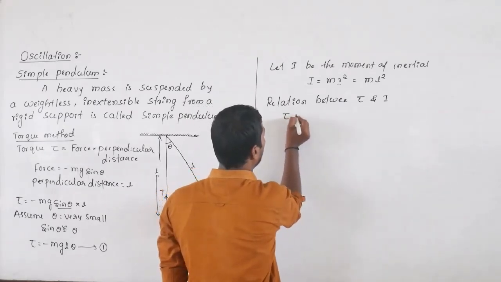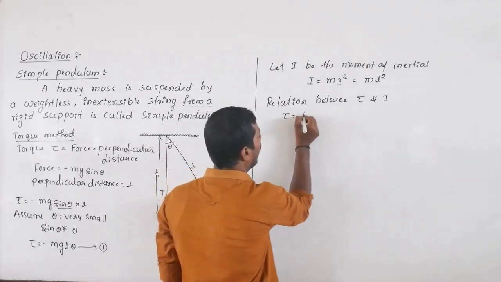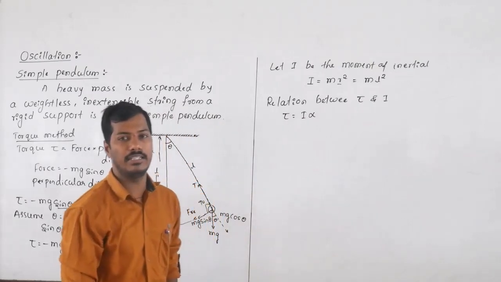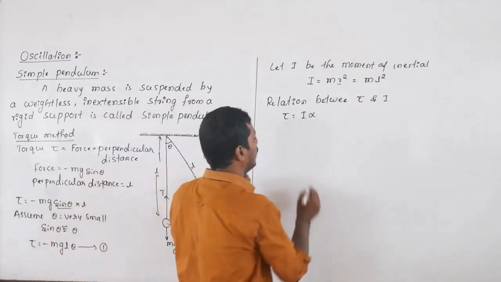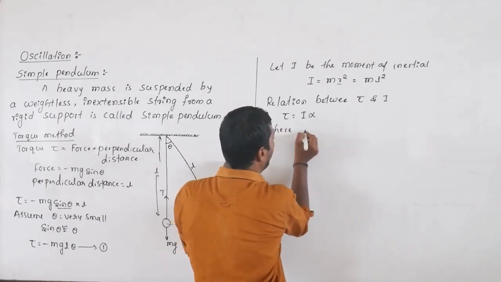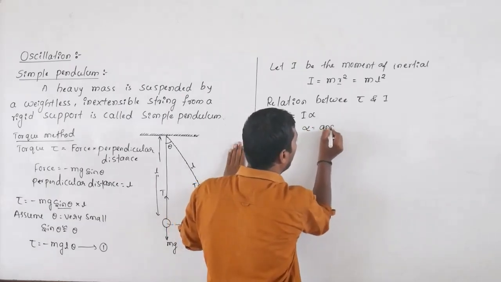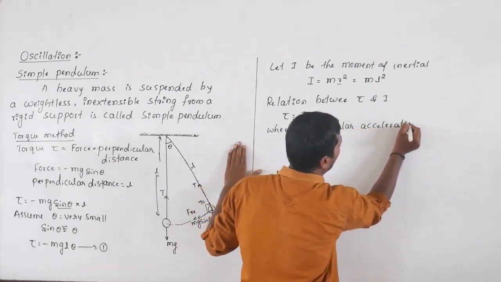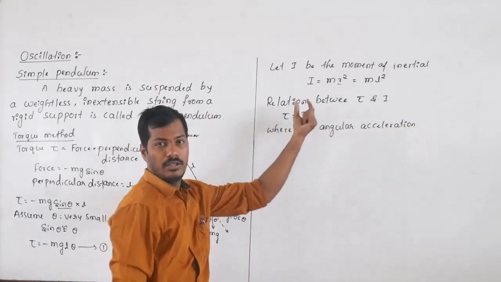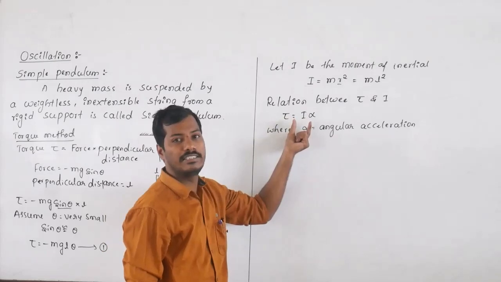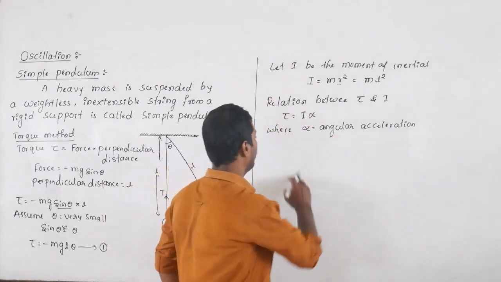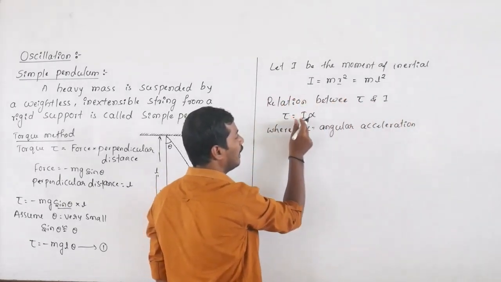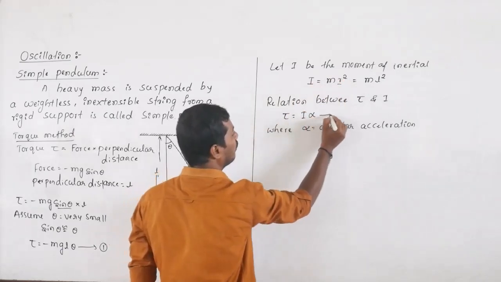That is, torque is equal to what? I is the moment of inertia and alpha is the angular acceleration. This relation you study in the chapter on system of particles and rotational motion. Here alpha is called angular acceleration, I is the moment of inertia, and torque is there. Call this equation number 1.